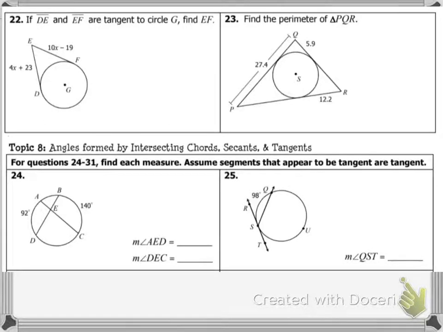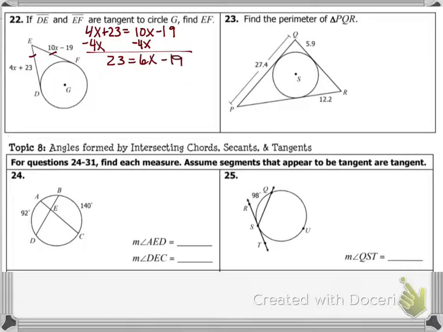On number 22, DE and EF are tangent to the circle G, and we need to find the length of EF. If two lines are tangent and meeting up at that point out there, E, they have to be the same length. So if those are congruent, then I can set the lengths 4x plus 23 equal to 10x minus 19. I'm going to solve for x, so I'm going to take away 4x from both sides. And I'm going to get 23 equals 6x.